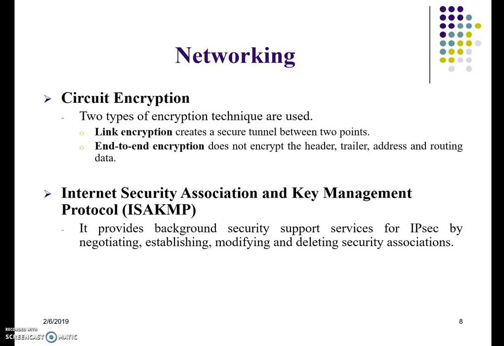For example, a company with two offices connected through a data circuit might use link encryption to protect against attackers. End-to-end encryption does not encrypt the header, trailer, address, and routing data. It uses TLS to protect communications between a user and a web server. Internet Security Association and Key Management Protocol provides background security support services for IP security by negotiating, establishing, modifying, and deleting security associations.